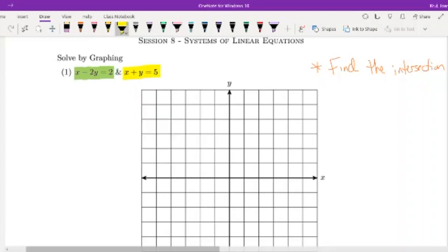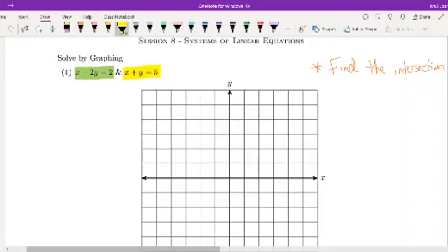Because these lines are not in slope-intercept form, it might be easier for us to just make a table of values. So let's start with the green line over here. We'll make a table of values for x and y. Now remember, you really only need 2 points to make a line, but maybe it's important to do more than 2. For now, I'm just going to use 0 for x and then 0 for y, because I feel like the y-intercept and the x-intercept are probably the easiest parts to graph.